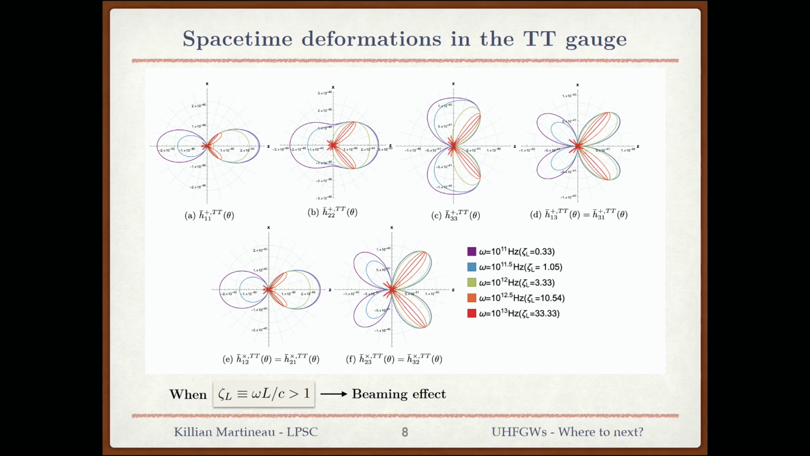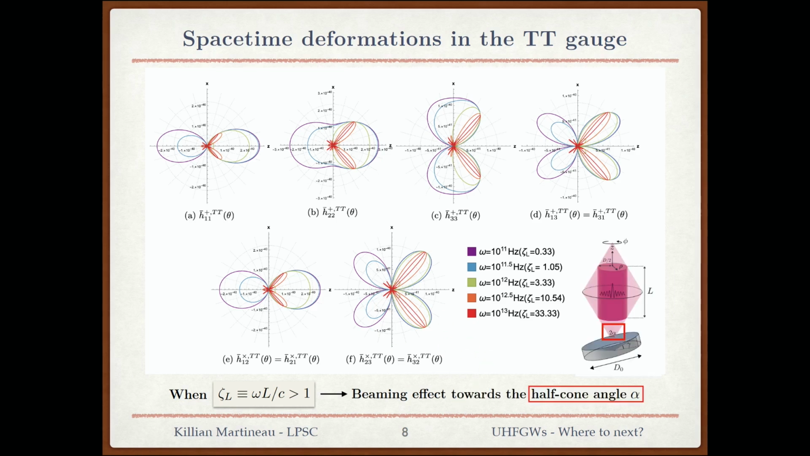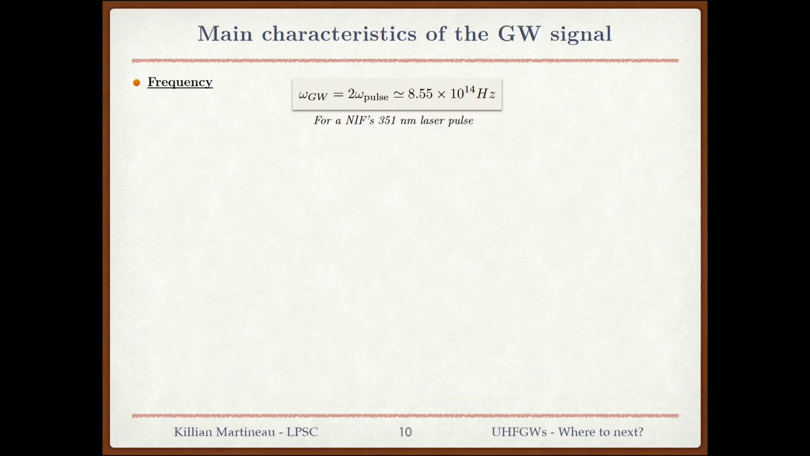And more interestingly, this beaming effect, of course, does not occur towards any random angle. This beaming effect is directed towards a very precise angle, which is this cone angle alpha, which defines the shape of the conical region. So this is really the kind of subtle and somehow unexpected effect that appear when you deal with such forms of the stress energy tensor.